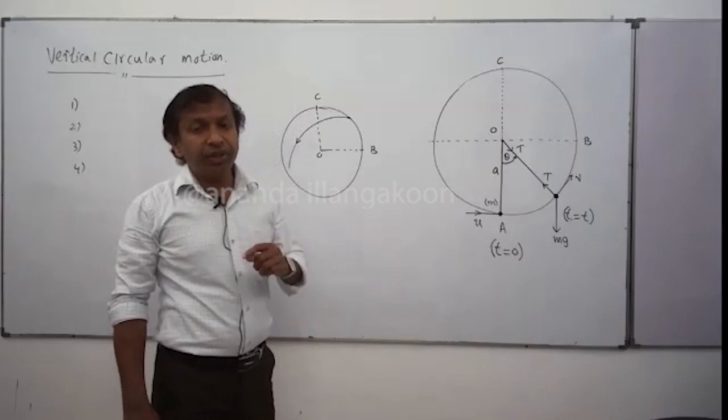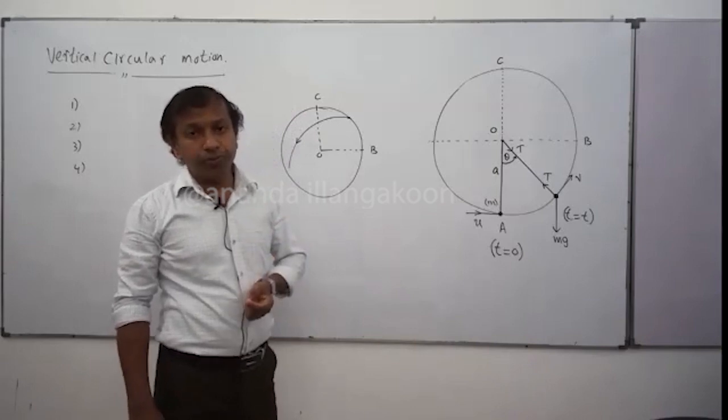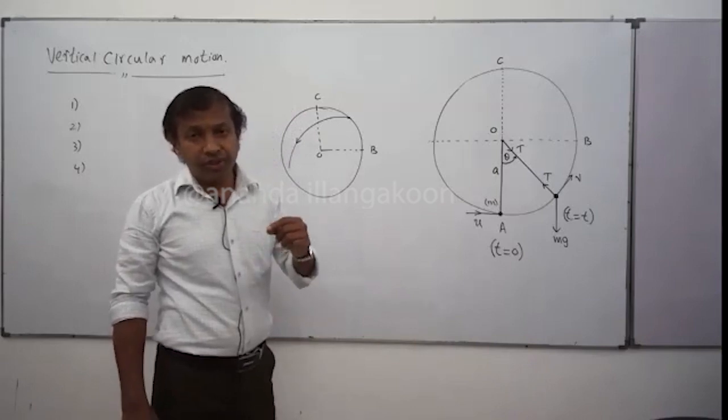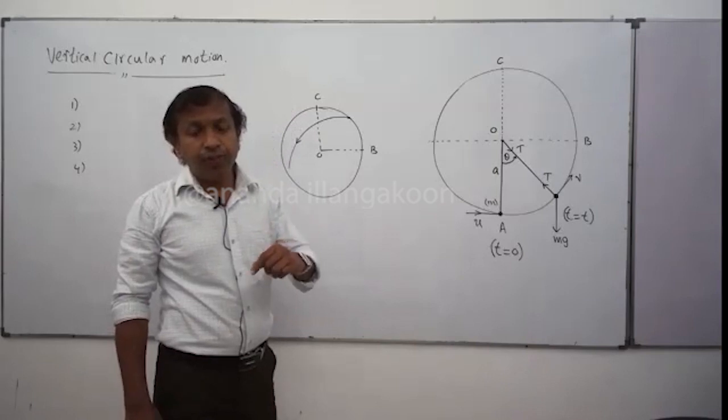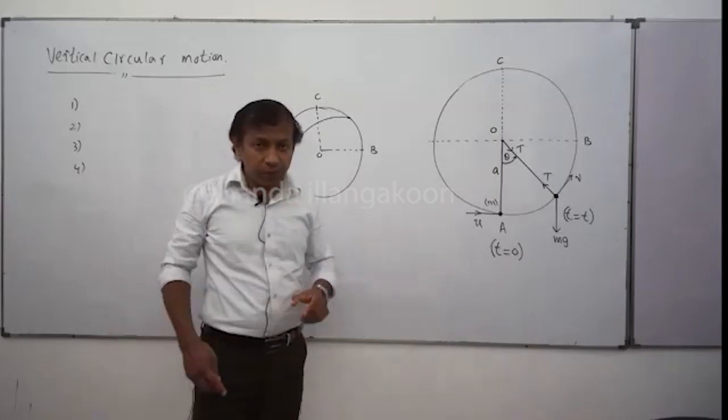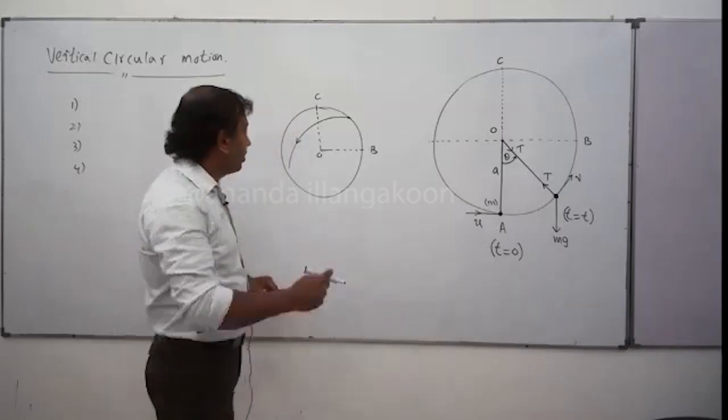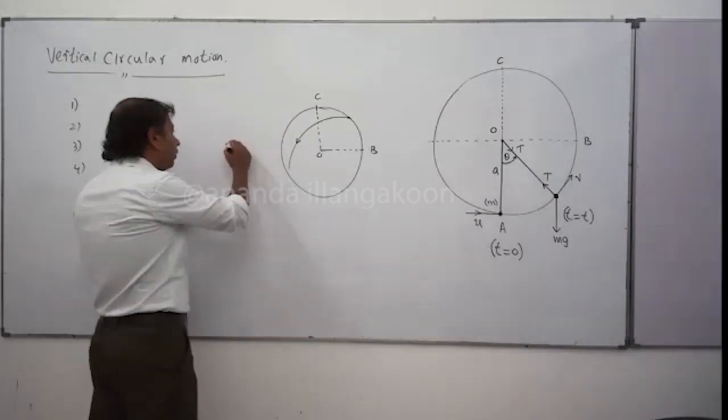When tension T becomes 0, soon after that the tension is going to be negative. Tension 0 means the string is at its natural length.